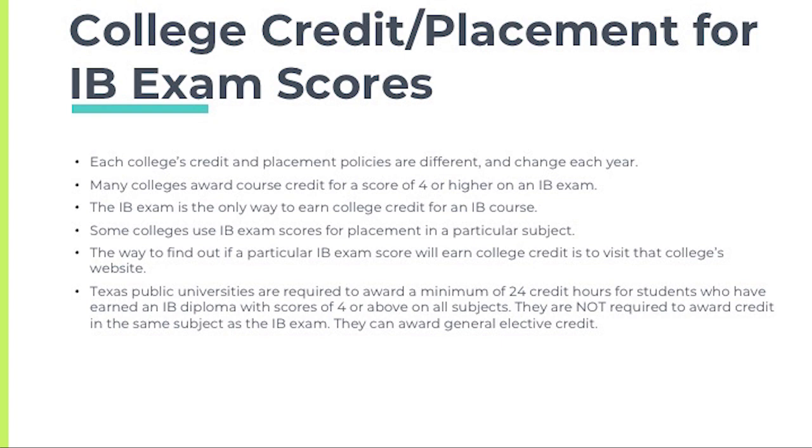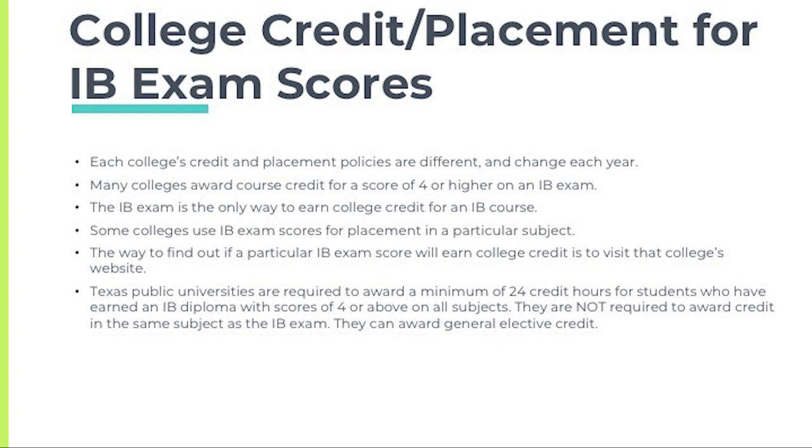Every college's credit and placement policies are different, and they change every year. And so if a college is going to award course credit or advanced credit for an IB exam, it's usually going to be for a score of 4 or higher. The IB exam is the only way to earn college credit for an IB course. The way to find out if an IB exam score is going to earn college credit is to go to that college's website and look at the credit table.